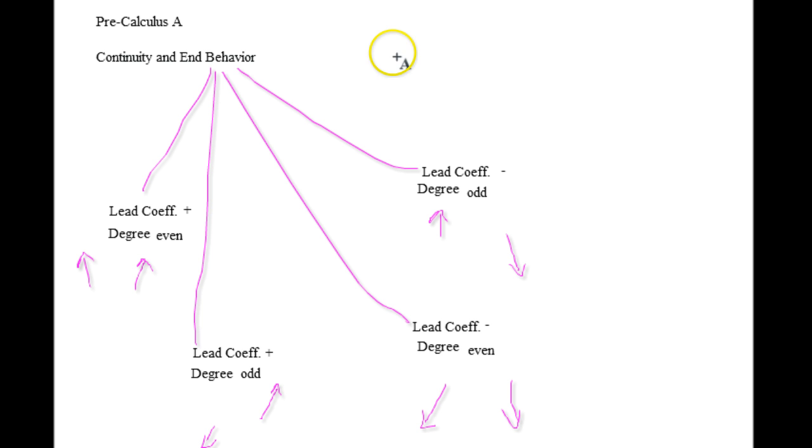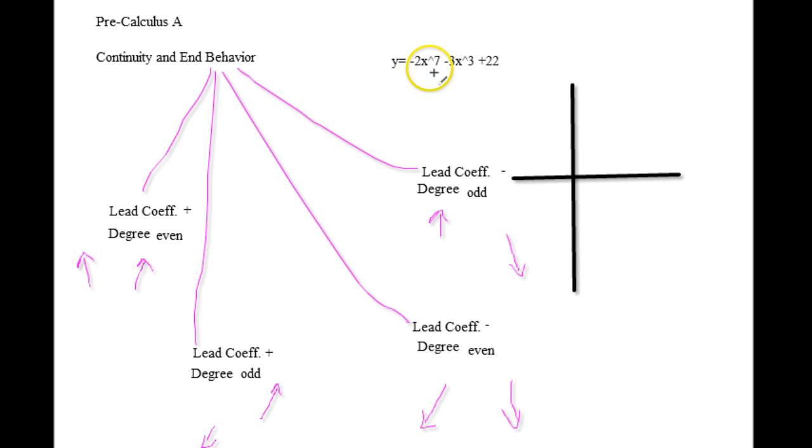if I did something like this, oops, that's the next lesson, sorry. If I wrote out a function like this, y equals negative 2x to the 7th minus 3x to the 3rd plus 22, I would look at the exponent in the degree, and I would look at the leading coefficient. I could tell you right now, since it's odd and it's negative, it's going to be going down and to the right, up and to the left.